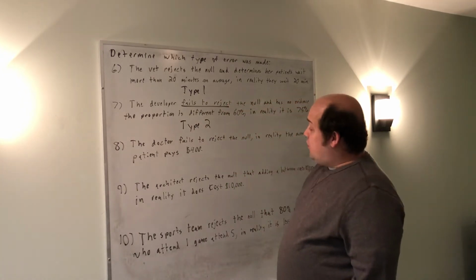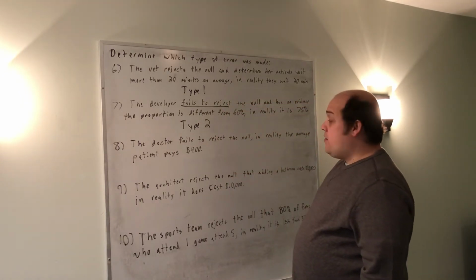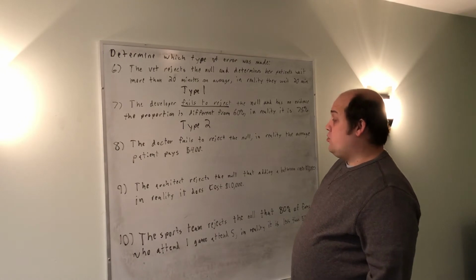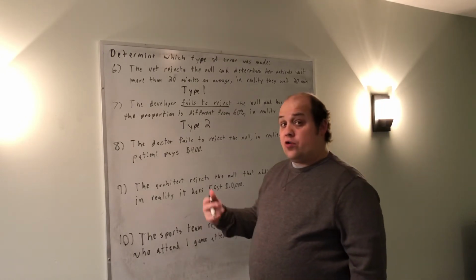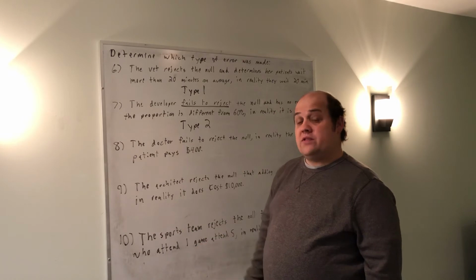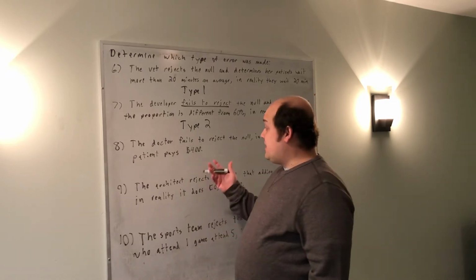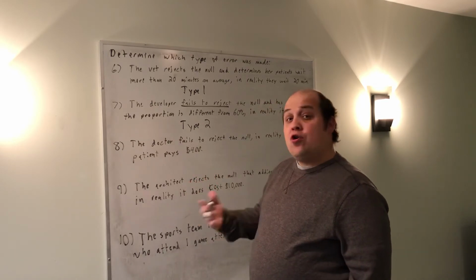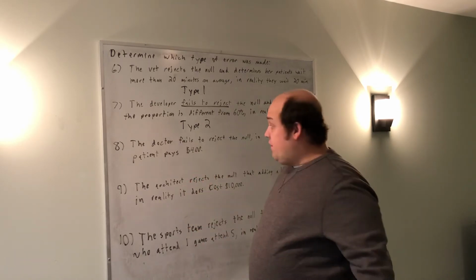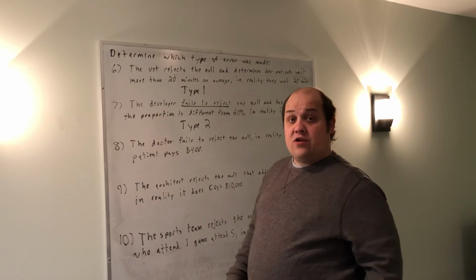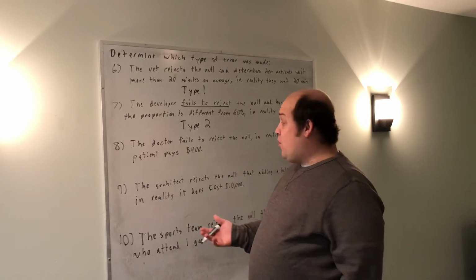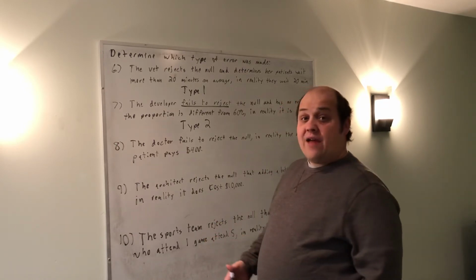Number 8, the doctor fails to reject the null. In reality, the average patient pays $400. So here, the alternative that they were trying to prove was that the average patient paid less than $500. Based on the sample and test that they ran, they couldn't prove that. But in reality, if you looked at all the patients the doctor cares for, the average bill is only $400, which is clearly less than $500.